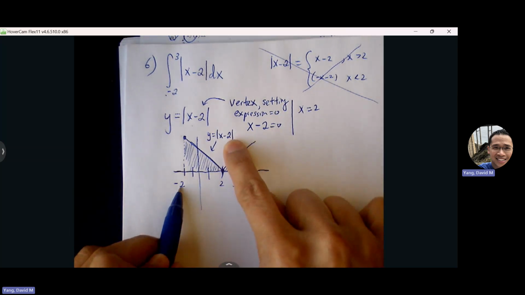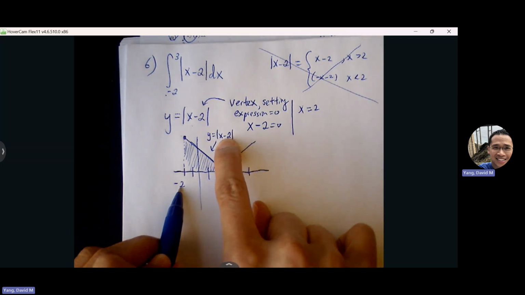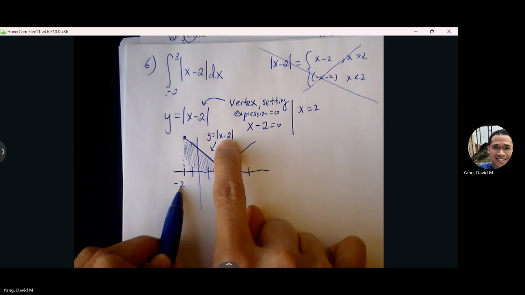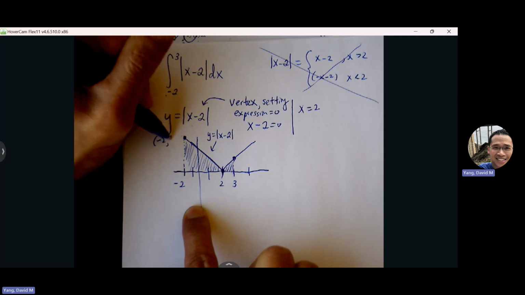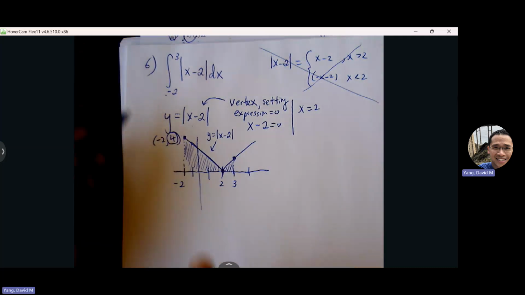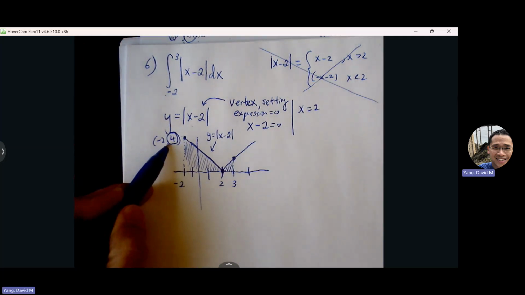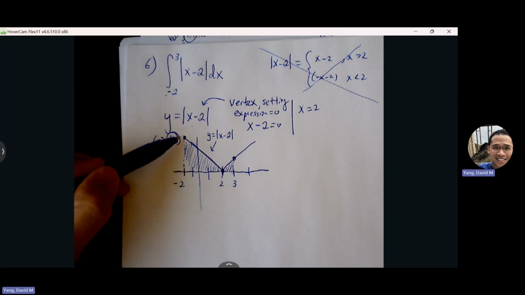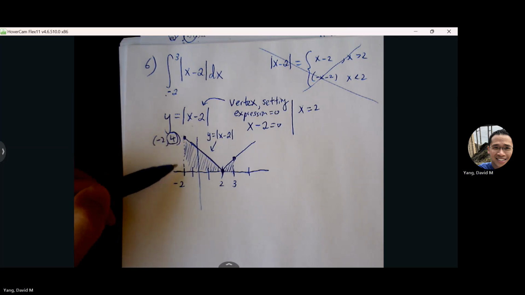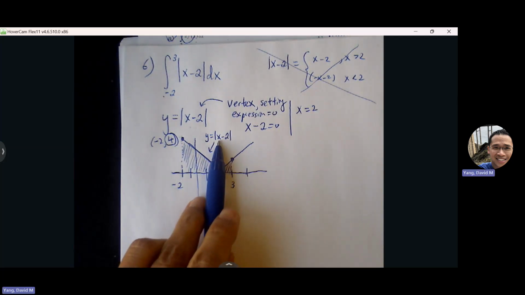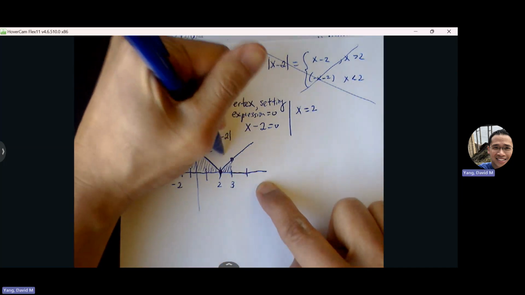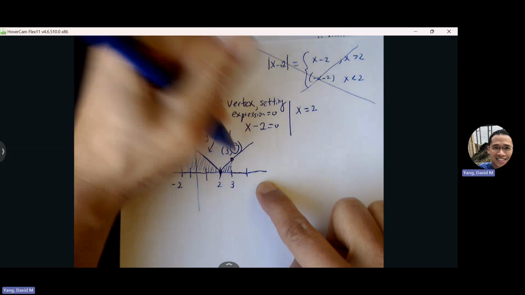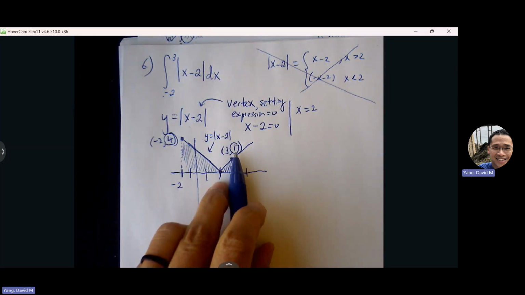So if I plug -2 in for x, what do I get? What's the absolute value of -4? 4. So this ordered pair here, I'm going to say (-2, 4). I'll put a circle around that 4 to indicate that's the number I really care about, because that 4 indicates the height of this triangle. If I plug 3 into x, what do I get? 1. Absolute value of 1 is still 1. So the ordered pair is (3, 1), and the y value that I care about is 1. That's going to be my height.